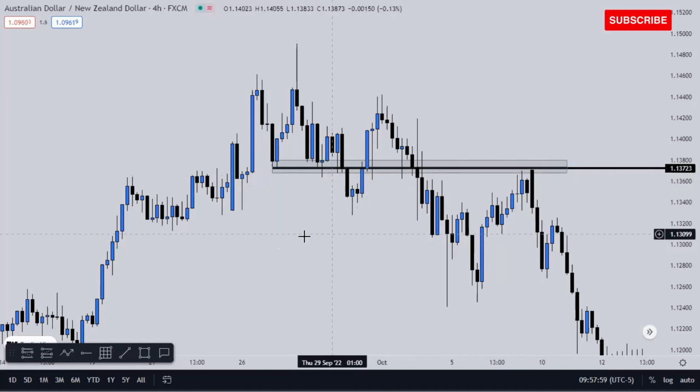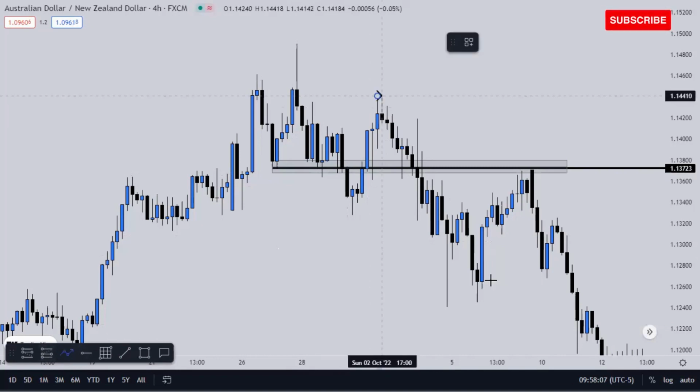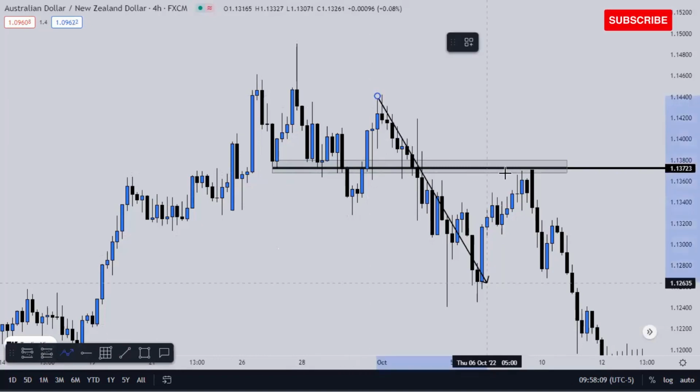Now, it should break. You should see that it's broken clearly from a distance. And this is called a break of structure. This is a clear break. You look at this, it has broken this neckline. Now the market gradually pulled back in.